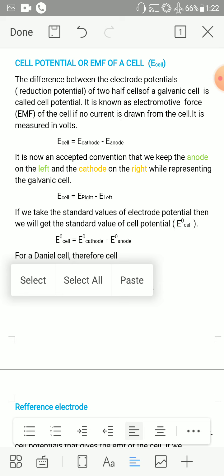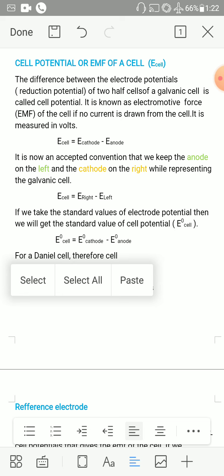And in all types of cell, there are two types of electrode. One is cathode, another is anode. At cathode, generally reduction reaction occurs, and at anode oxidation reaction takes place, and each and every electrode has a specific value of electrode potential. If the reaction is oxidation at an electrode, then the electrode potential is known as oxidation potential. And if reduction takes place at an electrode, then the potential is called reduction potential.